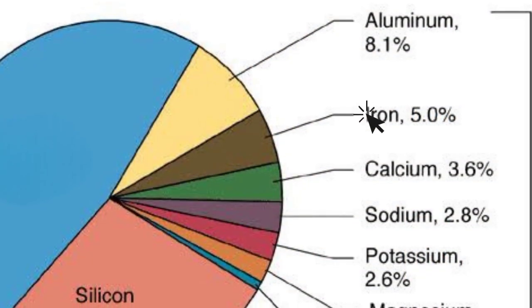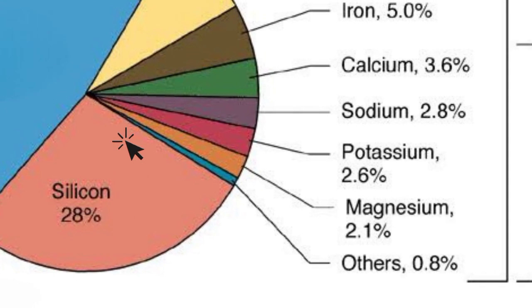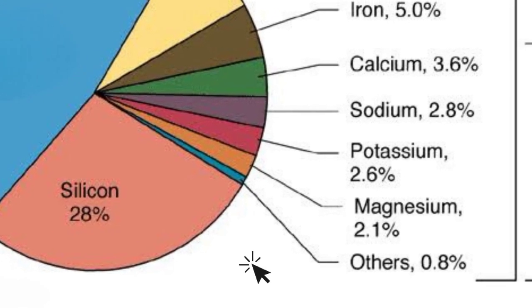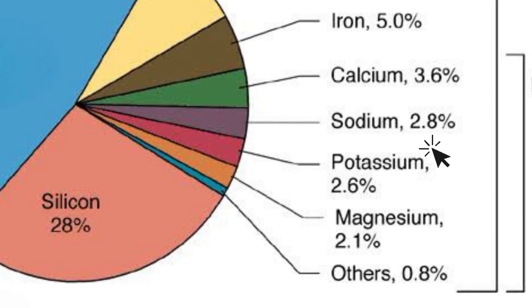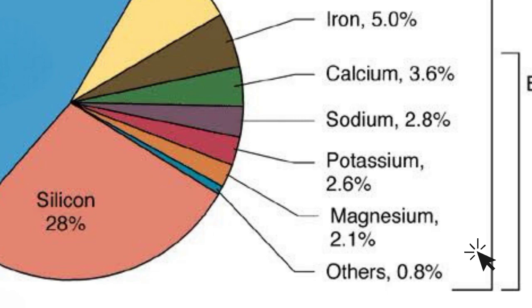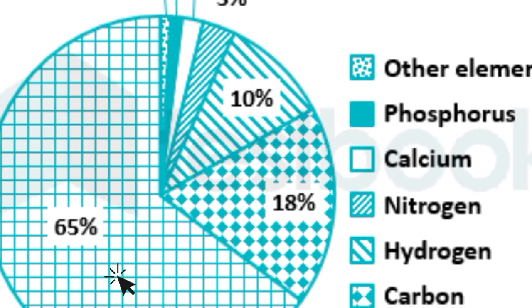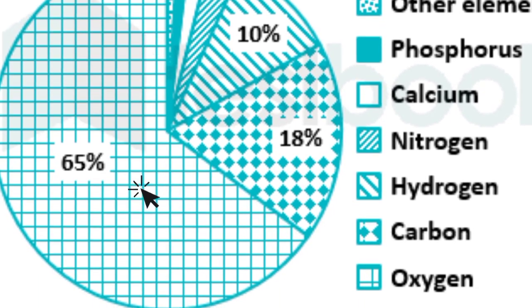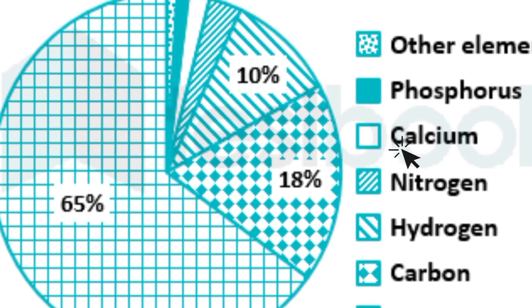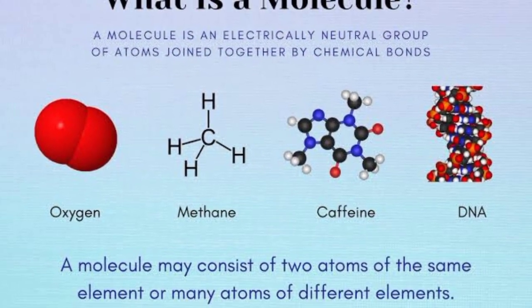Where are elements found? Elements are found in the earth's crust: 46% oxygen, 28% silicon, 8% aluminum, 5% iron, 4% calcium, and 9% others. Elements found in living things: 65% oxygen, 18% carbon, 10% hydrogen, 3% nitrogen, 2% calcium, and 2% others.